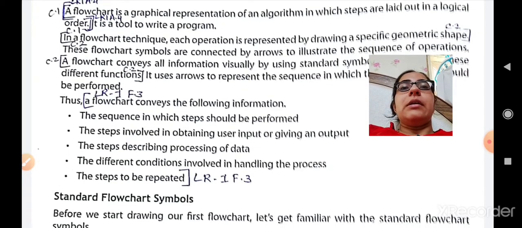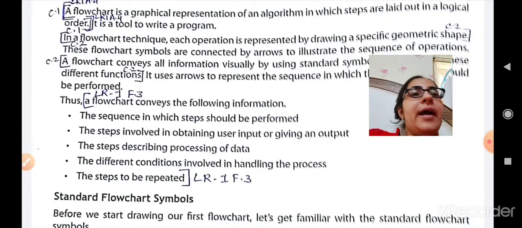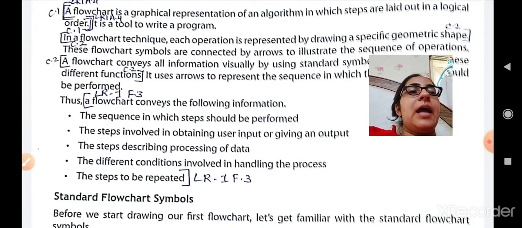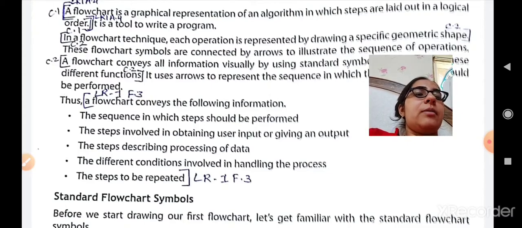Fourth is the different conditions involved in handling the process. It means how we can handle the process if any error is there. For example, if anything is divided by 0, nothing can be divided by 0. That is an error. So if something happens, it means different conditions or handling how to handle the error, then the following steps should be used to give an error message to the user.